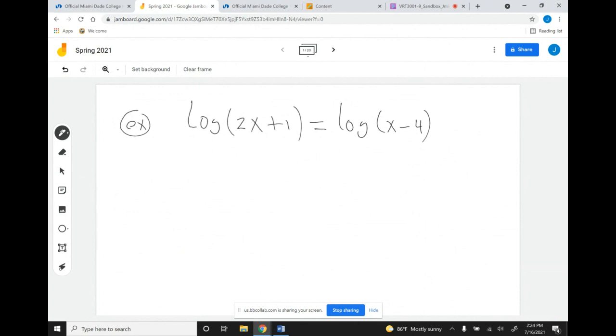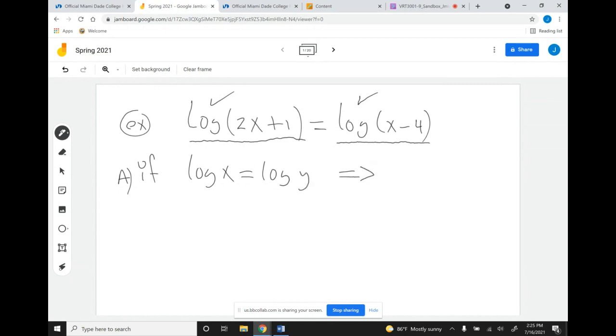The first thing you notice is that on the left-hand side, there's a single log, and also on the right-hand side is a single log. This is probably one of the easiest cases. And the property that we're going to use is this. It says, if log of x equals log of y, then this implies that this argument must equal this other argument.